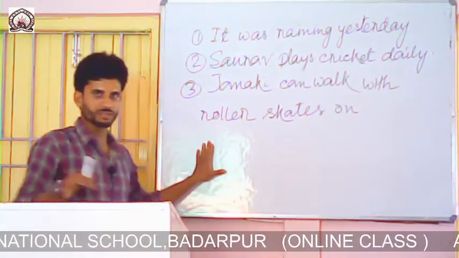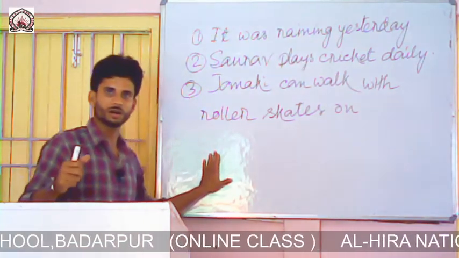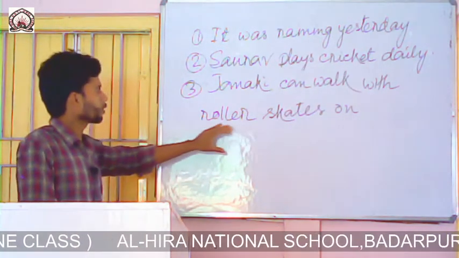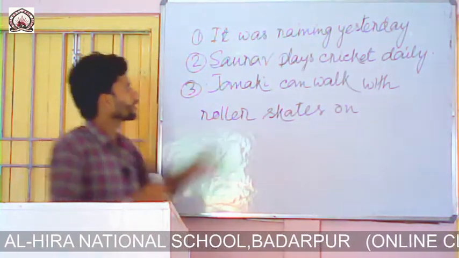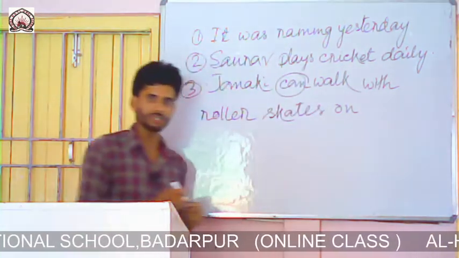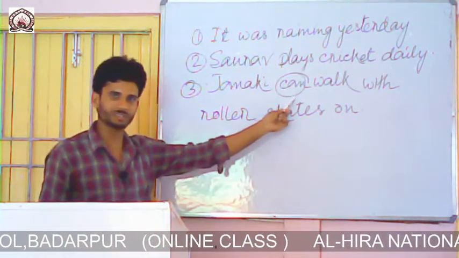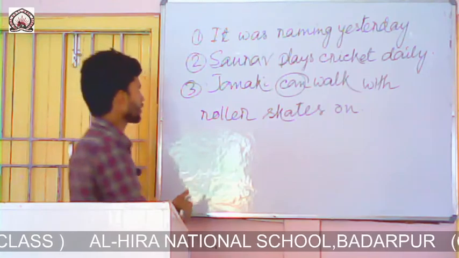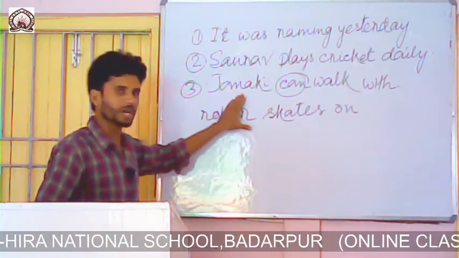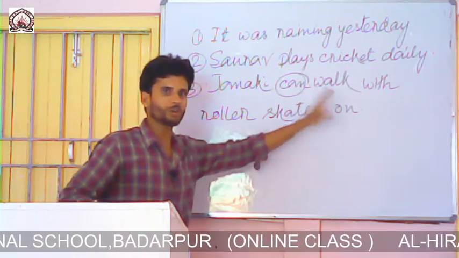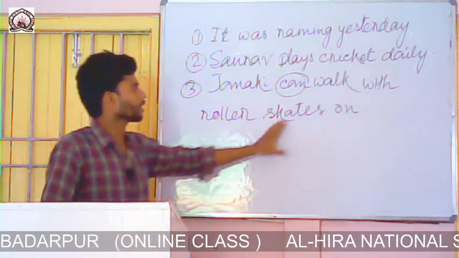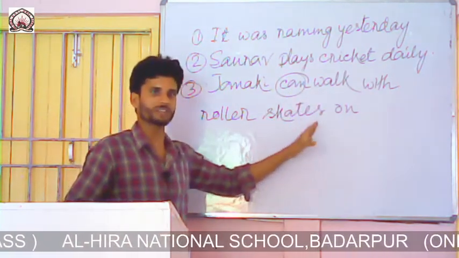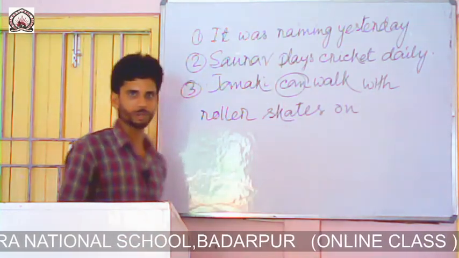So this is the sentence. Sentence number 3. Third sentence from your textbook. It is there in the exercise. Janaki can walk with roller skates on. Here we have can as the auxiliary verb. So just after this can, we shall add what? Not, and it will become a negative sentence. So the negative form of this sentence will be Janaki cannot walk with roller skates on. Just after can, we shall write not. Janaki cannot walk with roller skates on. Then it will be a negative sentence.